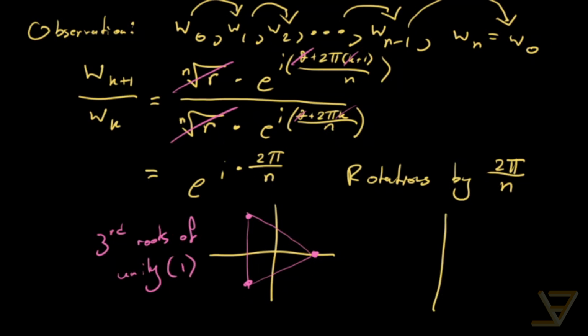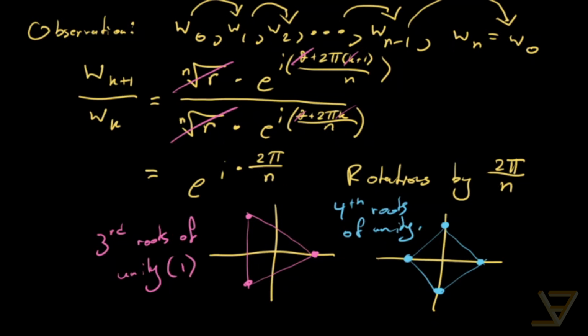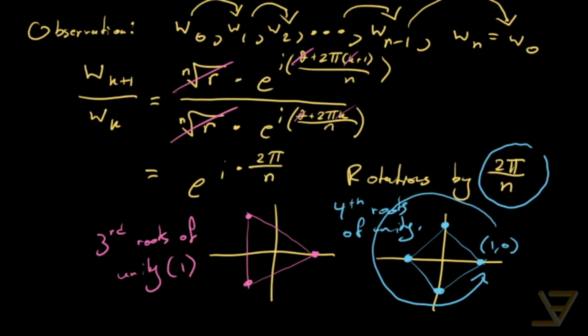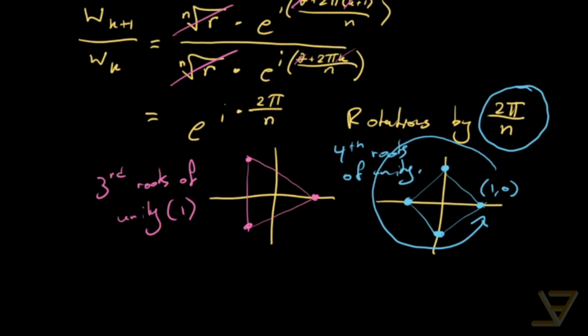If we want to do the fourth roots of unity, we find that one of them is here, one of them is here, one of them is here, and the last one is here. And these are the fourth roots of unity. So for the roots of unity, we always start with this point, which is 1, 0, and then we rotate around until we get back there. And we keep rotating by increments of 2 pi over n radians. The difference with finding the root of a different complex number is that the first one might not be over here, it might be somewhere else.